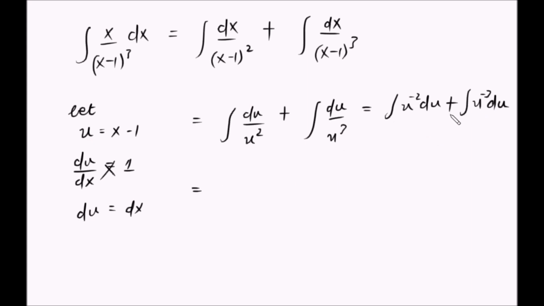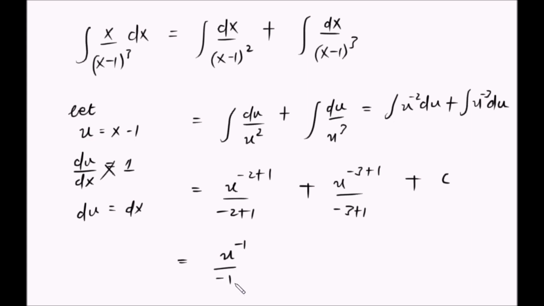So what is the integral of this? U power negative 2 plus 1 over negative 2 plus 1, plus the integral of this, u power negative 3 plus 1 over negative 3 plus 1, plus c, where c is a constant because it is an indefinite integral. So negative 2 plus 1 is negative 1, so here we have u power negative 1 over negative 1, plus negative 3 plus 1 is negative 2, so here we have u power negative 2 over negative 2 plus c.